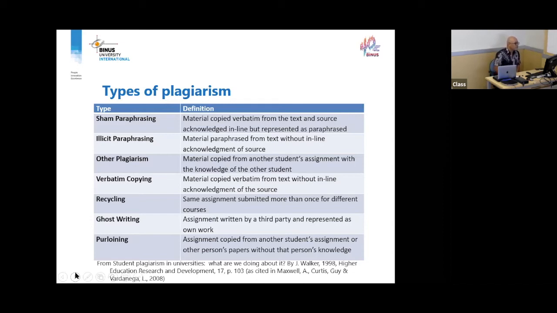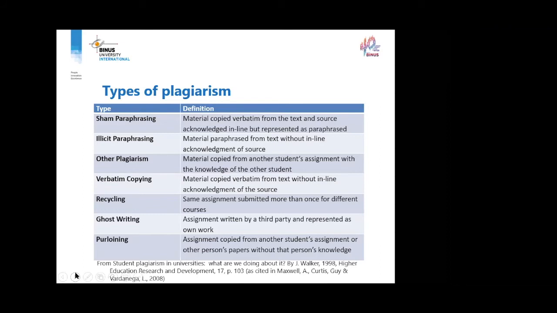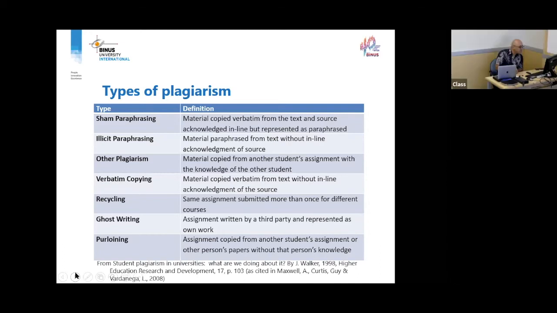The third one is you copy another person's work, maybe your best friend. So obviously that's plagiarism, right? Even if you gave permission to your friend, that's still plagiarism, obviously. The next one is basically copy paste. Material copied verbatim from text without inline acknowledgement of the source, yeah? Verbatim means word for word. And the next one is same assignment submitted more than once for different courses. Yes, this is what you call recycling, I'm sorry, or sometimes it's called self-plagiarism.